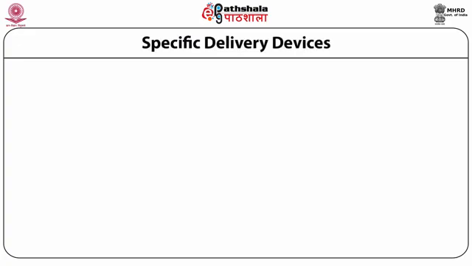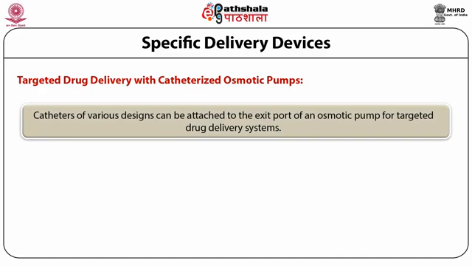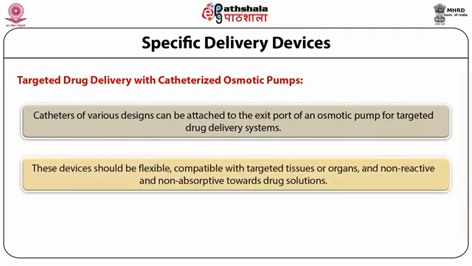So now the next one is the targeted drug delivery system with the catheterized osmotic pump. So it is used with a catheter. Catheters of various designs can be attached to the exit port of the osmotic pump for a targeted drug delivery system. These devices should be flexible, compatible with the targeted tissue or organ, and non-reactive and non-absorptive toward the drug solution itself.